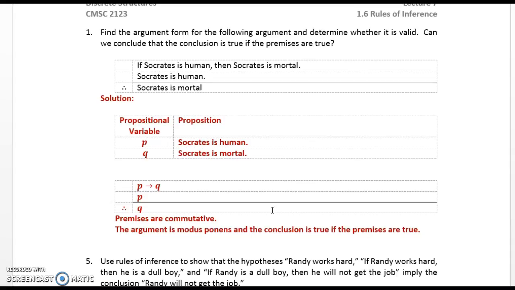Propositional variables. P: Socrates is human. Q: Socrates is mortal. P implies Q, P, therefore Q. Premises are commutative. The argument is modus ponens, and the conclusion is true if the premises are true.